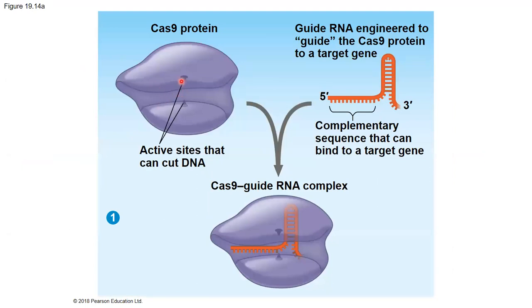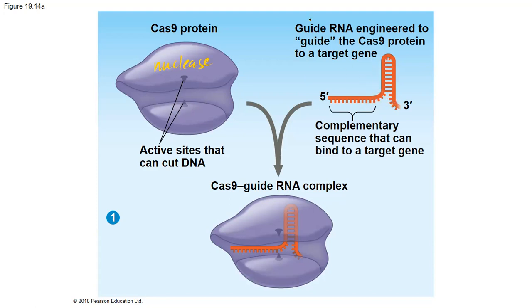The CRISPR-Cas system uses a protein and an RNA molecule. This protein is called Cas9, and this Cas9 is a nuclease. A nuclease is a protein or an enzyme that can cut DNA. So it can cut DNA, but it doesn't know where to cut the DNA. That's why it needs help from the RNA molecule.